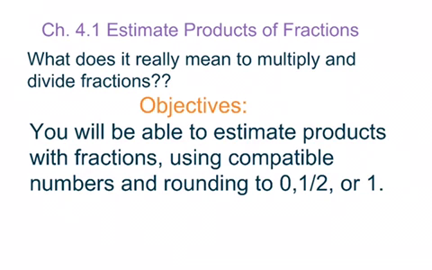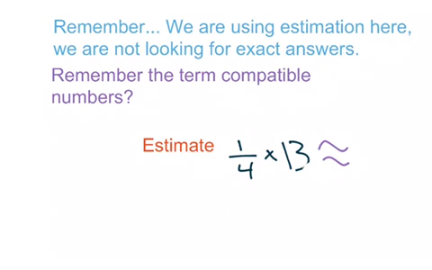Quick review, when you see this sign right here, that's our equal sign. When you see the wavy equal sign, that is our estimation sign or our about sign. Remember, we're using estimation here. We're not looking for exact numbers, and I want you to think back to the term compatible numbers. When you're multiplying or dividing numbers or fractions, you use numbers that you can easily multiply or divide in your head. So if we had 1/4 times 13, and we actually did it without estimating, it would look like this.